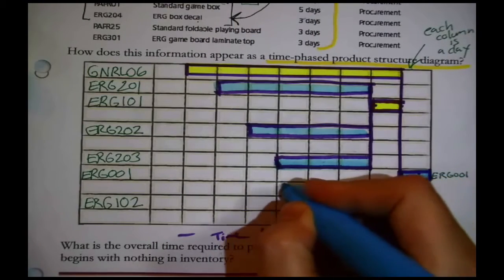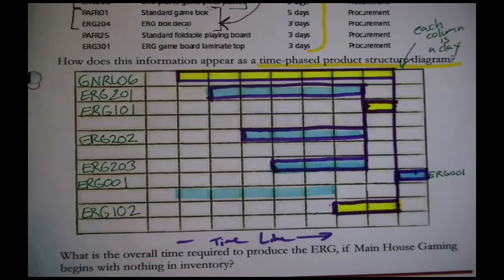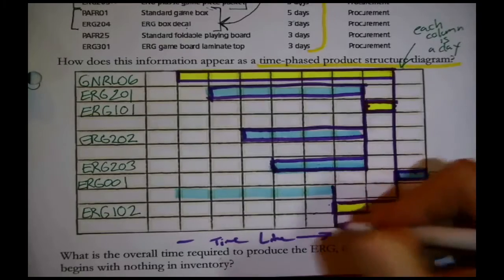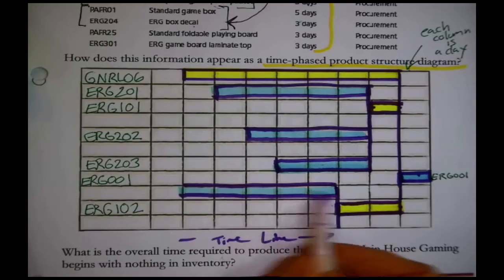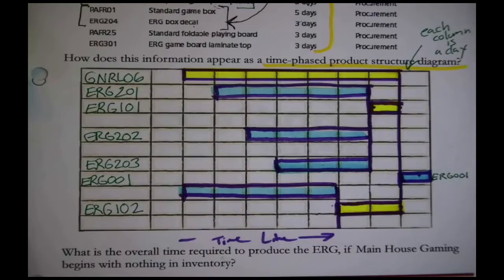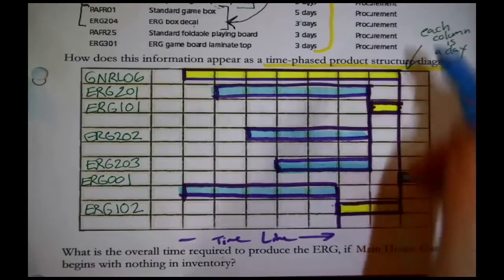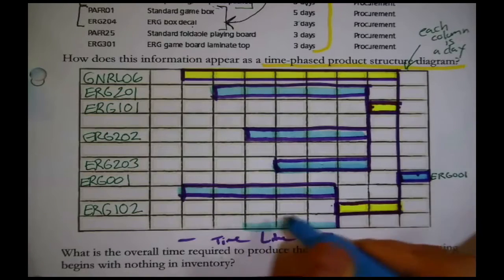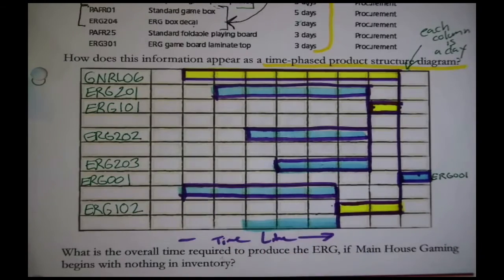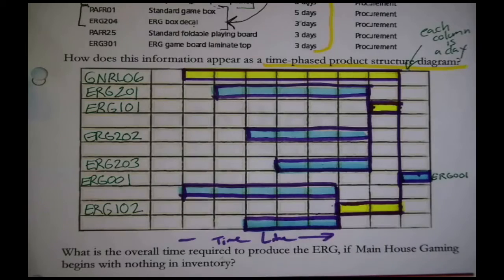The standard game box, the lead time is 5 days. 1, 2, 3, 4, 5. So backing up from when we start creating the branded game box, we better order the standard game box. And then, let's see, 3 days for the box decal, and it says procurement, so apparently somebody prints that for us, and we just order it up from them if we're Main House Gaming. Anyway, we must wait 3 days for their work to arrive, so we'll book in those 3 days.